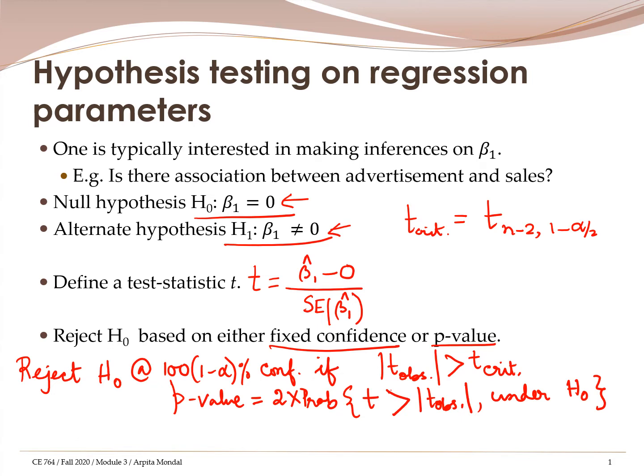If the probability of this whole thing is low, we know that T observed, what we already have observed, is what we have observed. That's the reality. We cannot change that. So if the probability is low, it means that the assumption that H naught is correct must be wrong. Therefore, if the p-value is low, we reject the null hypothesis. So this is how we do hypothesis testing on beta 1. Following similar principles, one can also do hypothesis testing on beta naught as well.